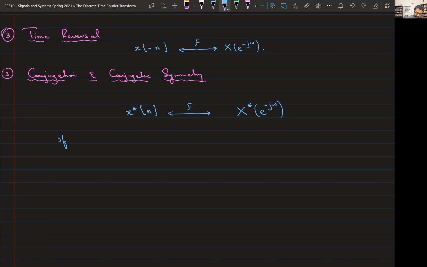I want to quickly go over this. If x of n is real, what can I say about x of e raised to j omega? The usual stuff, right? X of e raised to j omega is equal to x conjugate of e raised to minus j omega. It's exactly what we did in two of the modules, right? So this is called conjugate symmetric.